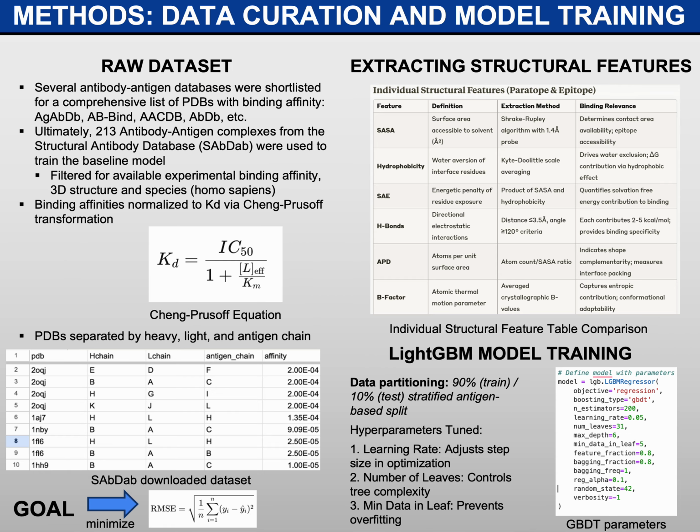I reviewed several training datasets, then selected 213 high-quality complexes from a peer-reviewed database called the Structural Antibody Database, with known affinities in 3D structures. Affinities were normalized using the Cheng-Prusoff equation. Chains were parsed individually, and features were computed for both the paratope and epitope binding regions. The training I used was a 90-10 split with antigen-stratified sampling. I optimized LightGBM parameters like learning rate, leaf size, and regularization to minimize RMSE.